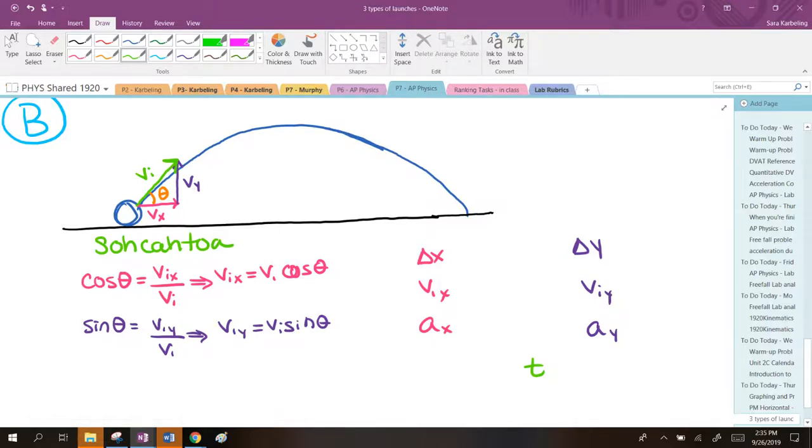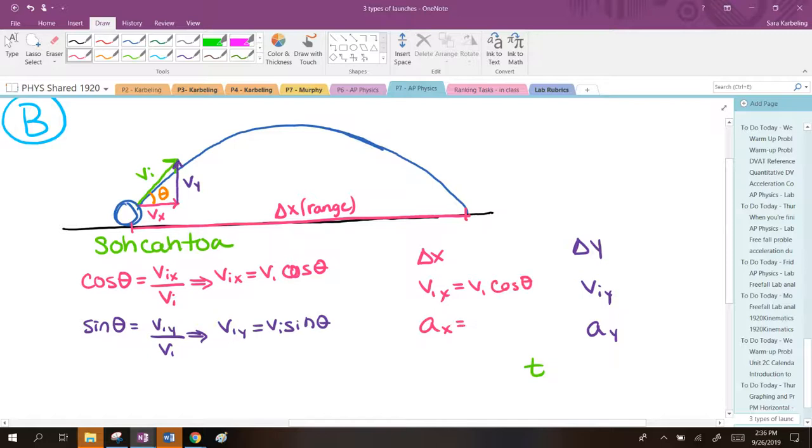So delta x, we don't know that. That's the range, this distance here. Delta x is also known as the range. Watching football, when the kicker comes out, they say this kicker's range is whatever. That's just how far they can kick the football. That's all it is. The initial velocity in the x direction we just found out: V_i times the cosine of theta.